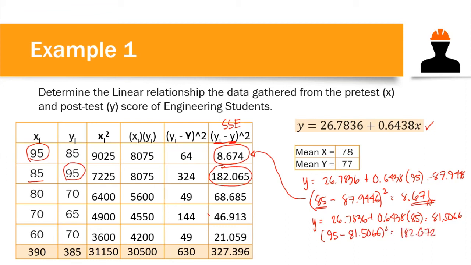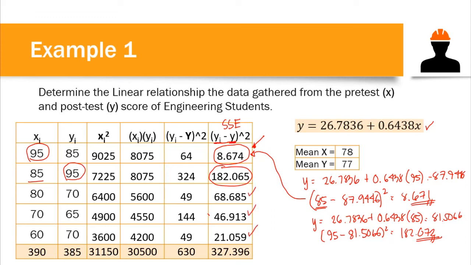182.072. Okay, so again, never mind the error in decimal point because I used Excel to compute for this. So Excel used the exact values, including the decimal points. Okay, so the same procedure all throughout the data.